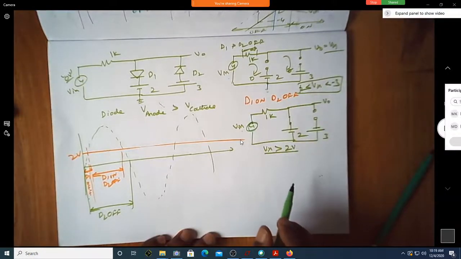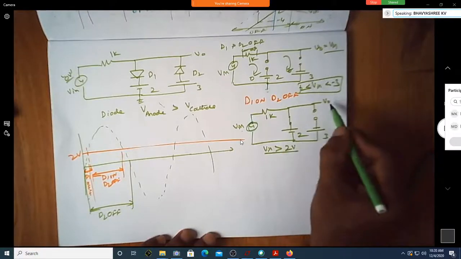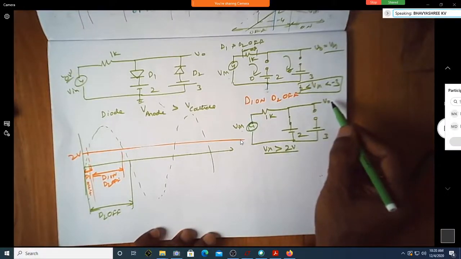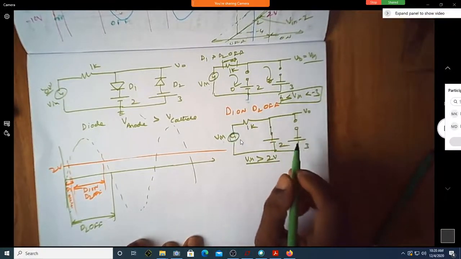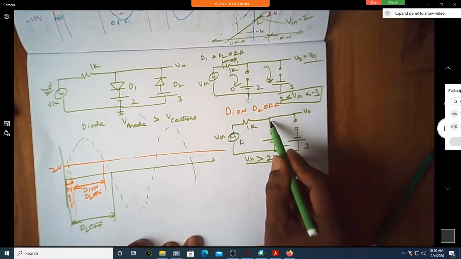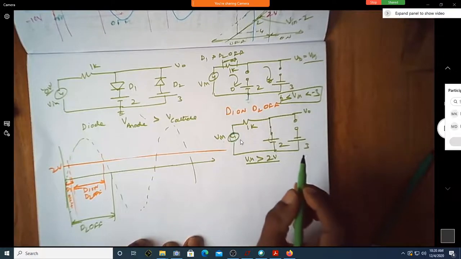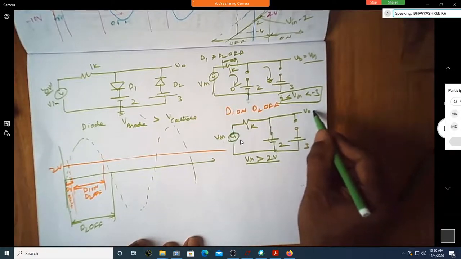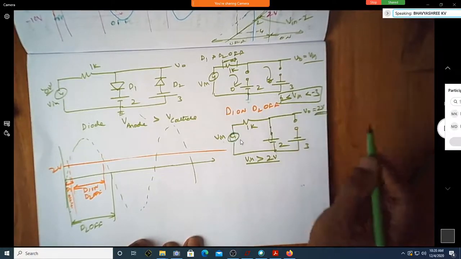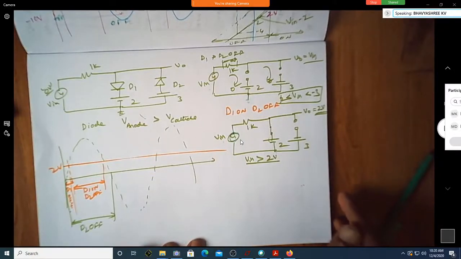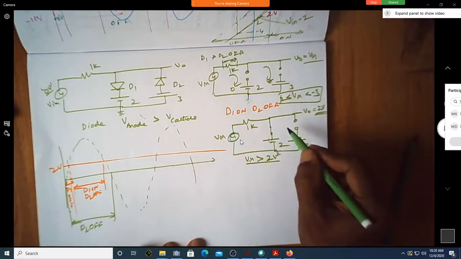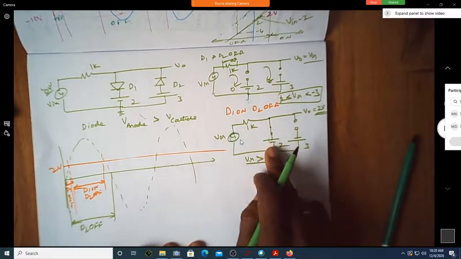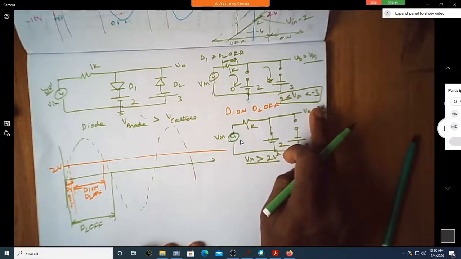Correct? Yes, sir. So when it is more than 2 volt, what is V naught? What is V out? Just see here. How much is the voltage that you see from here to here? Because you have a battery. Is V naught equal to 2 volts? So what is the voltage that you are seeing with respect to ground at this point? Is it not the battery voltage? Yes, sir. So it is 2 volts.